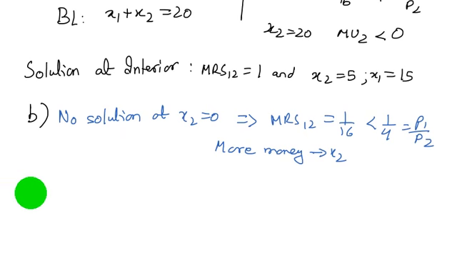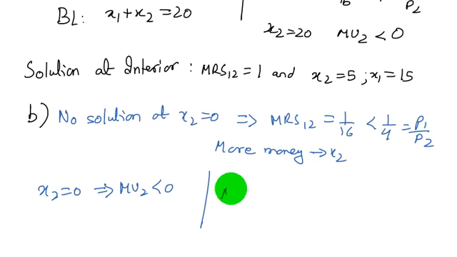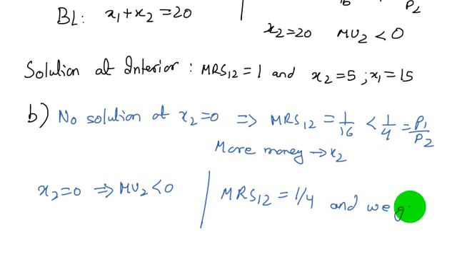Solution is also not at x2 equals 20, because marginal utility is less than 0. Therefore it pays to move to x1. Therefore the solution satisfies MRS12 equals 1/4, and we get x2 equals 4 and x1 equals 4.